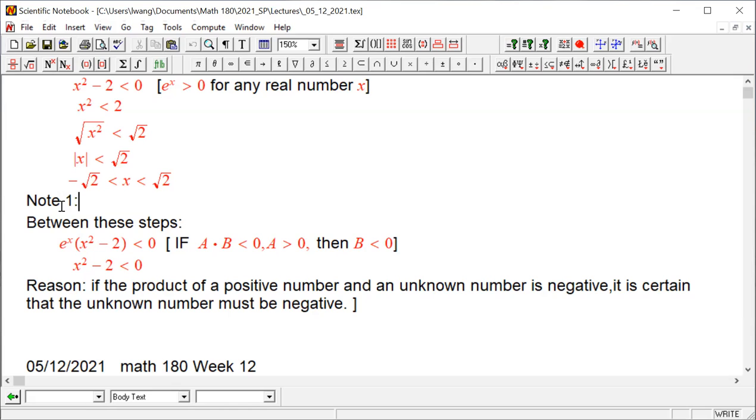Note 2. It is a mistake to do the following.